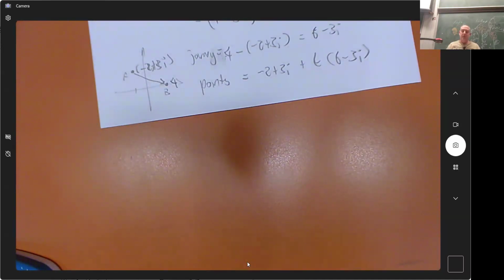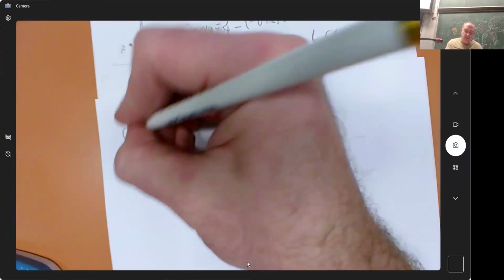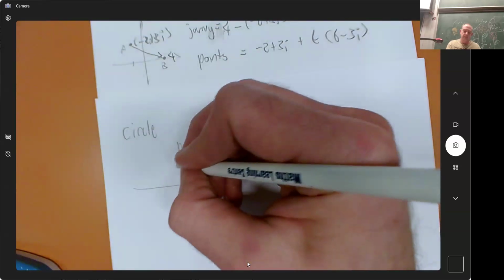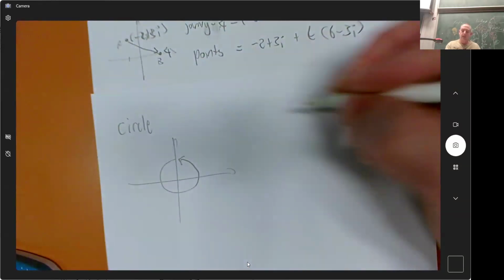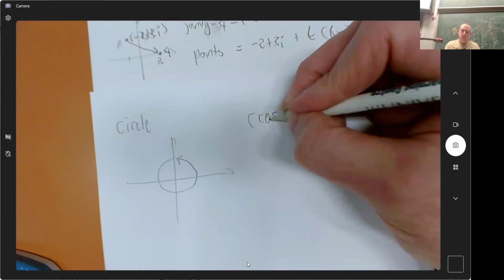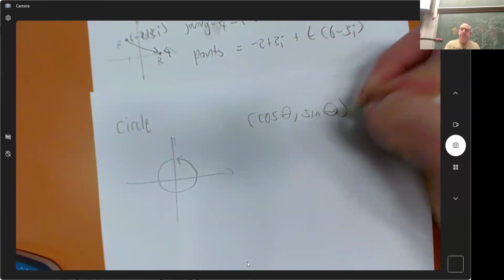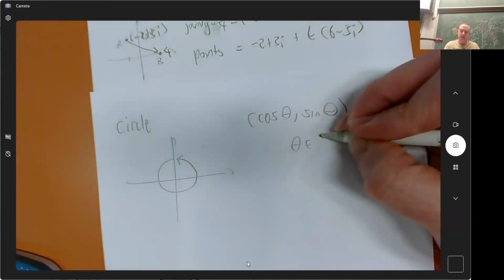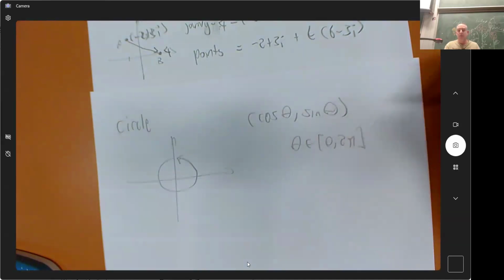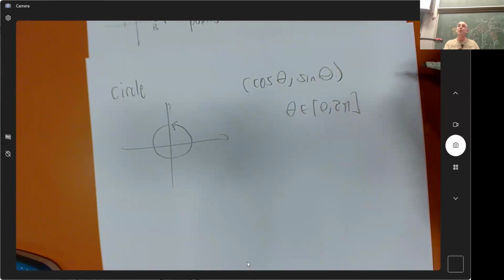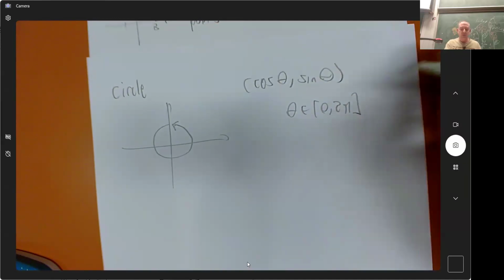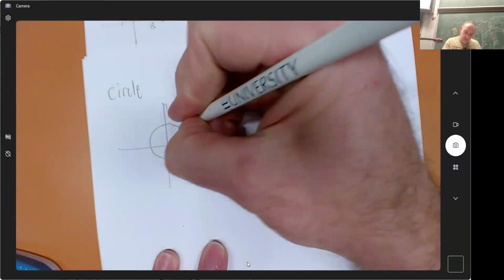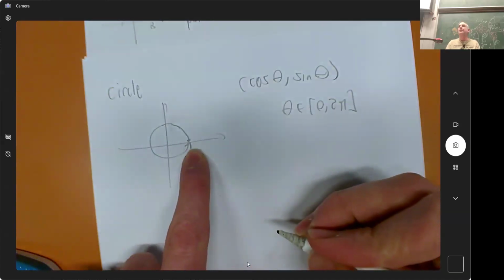Your second parameterization that you know is a circle. Cos theta, sine theta. So theta between 0 and 2 pi, or from minus pi to pi, whatever, depends where you want to start and finish. But this one, in fact, starts here and finishes there.